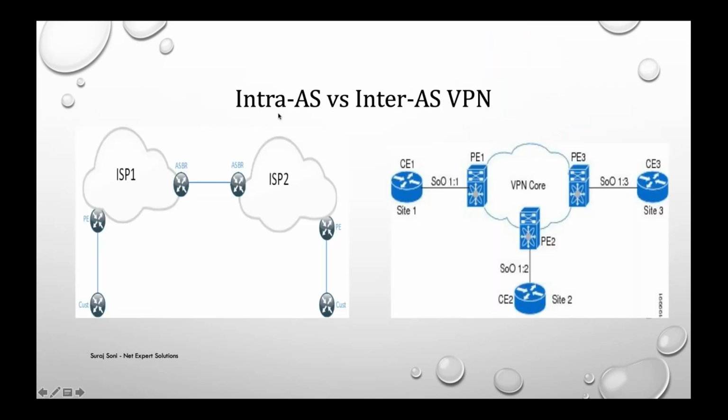And guys, L3 VPN has two parts, intra AS and inter AS. So how is intra AS and inter AS? I guess I have the images. This is intra AS. What we are going to configure tomorrow is intra AS, because your service provider is in one AS. Okay, this is one AS, so this is intra AS VPN.